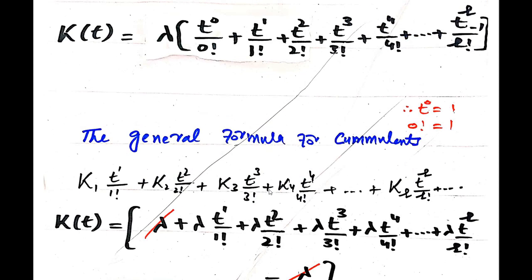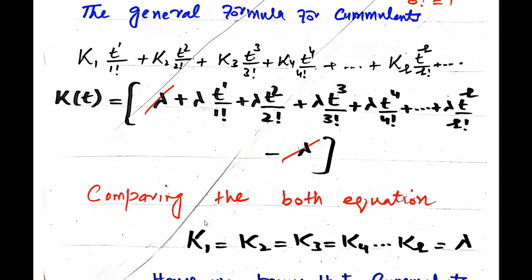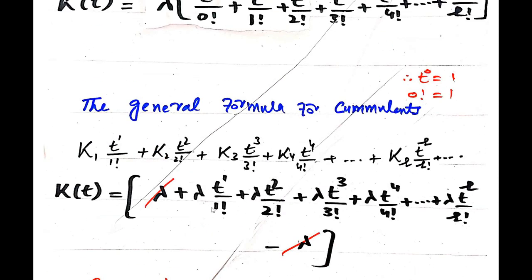So multiply lambda with the whole equation. Here is 1, multiply lambda with 1, we have lambda plus lambda t power 1 over 1 factorial plus lambda t power 2 over 2 factorial plus lambda t power 3 over 3 factorial plus so on, lambda t power r over r factorial, minus lambda. Cut this minus lambda with this plus lambda. So comparing, we are left with this equation.